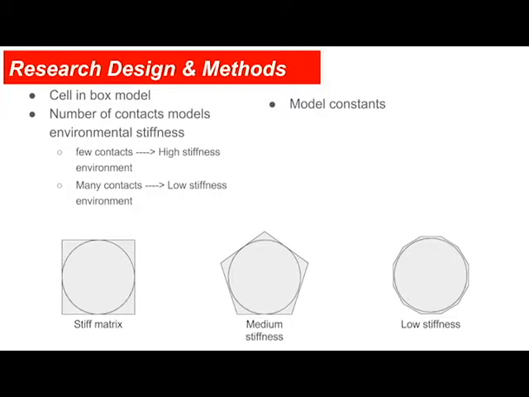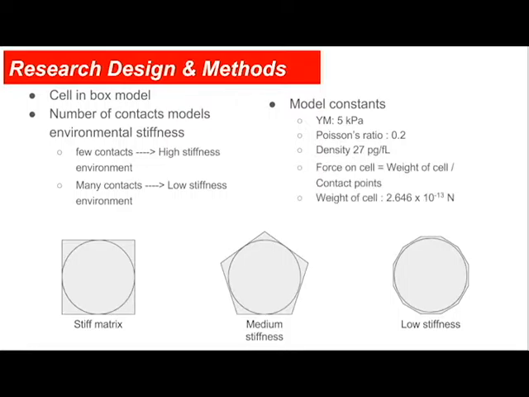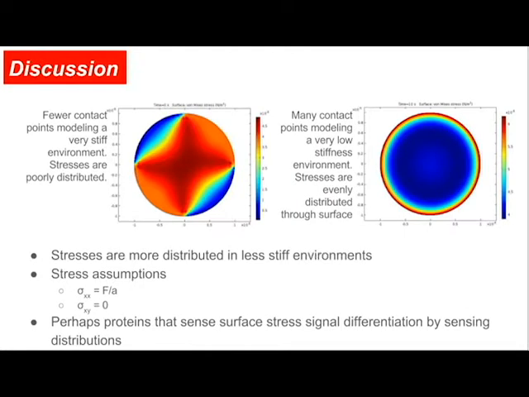To simplify the process and create a working 2D model, we utilized the paper Elasticity of Human Embryonic Stem Cells as Determined by Atomic Force Microscopy, so that we could make their same variety of assumptions regarding the material's properties and maximum stress values. This includes a Young's modulus of 5 kilopascals, a Poisson's ratio of 0.2, and a density of 27 picograms per femtoliter, and the force per contact point as the force due to the weight of the cell divided by the number of contact points to ensure that the cell is in equilibrium with the environment.